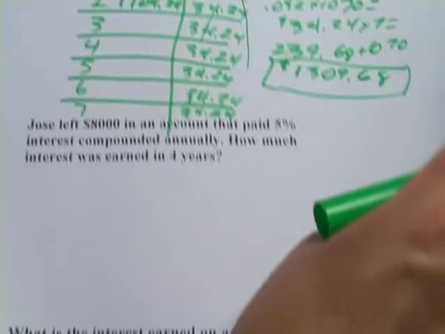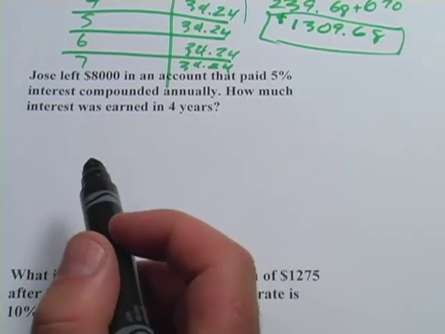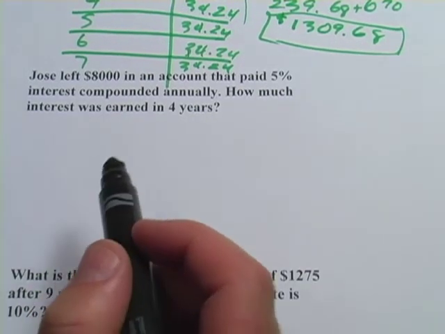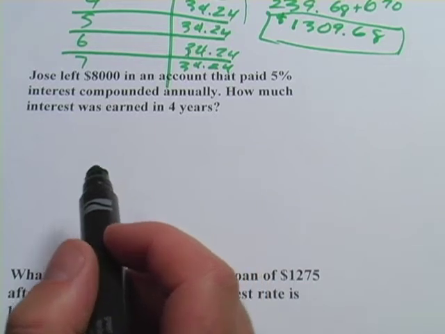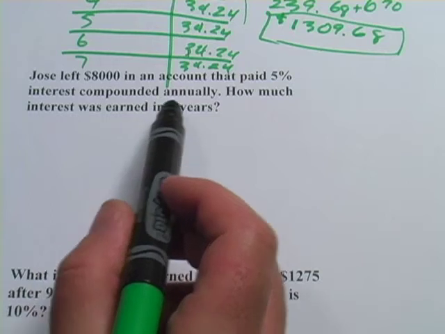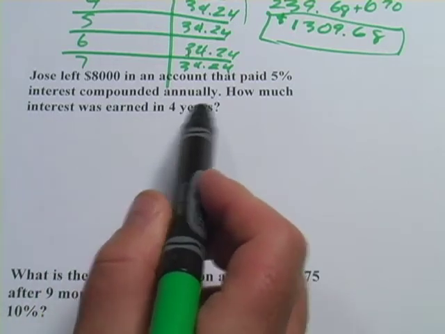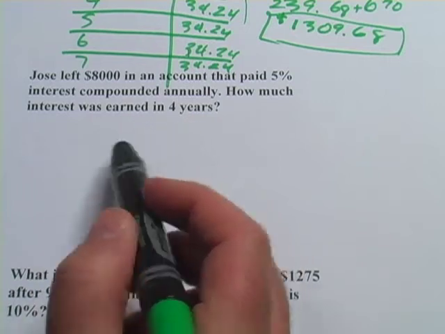Let's look at one with compound interest. And if you can, when you're investing, compound interest is the way to go because you'll earn more money than with simple interest. Let me show you how this works. In this problem it says, Jose left $8,000 in an account that paid 5% interest compounded annually. How much interest was earned in 4 years?